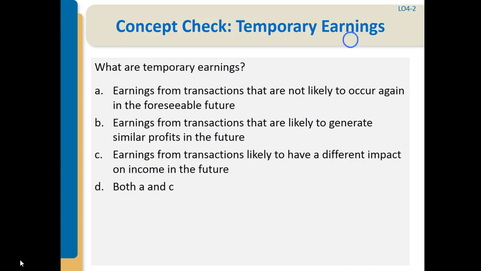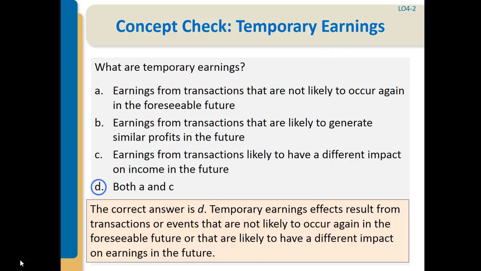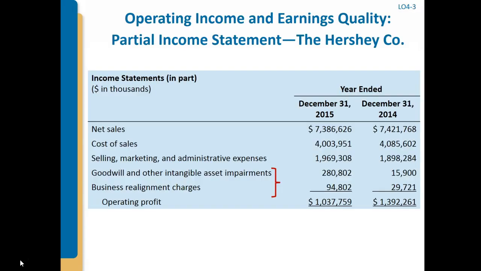Well, the answer is D. Temporary earnings affect results from transactions or events that are not likely to occur again in the foreseeable future, or might not have, likely not to have a big impact on earnings in the future.